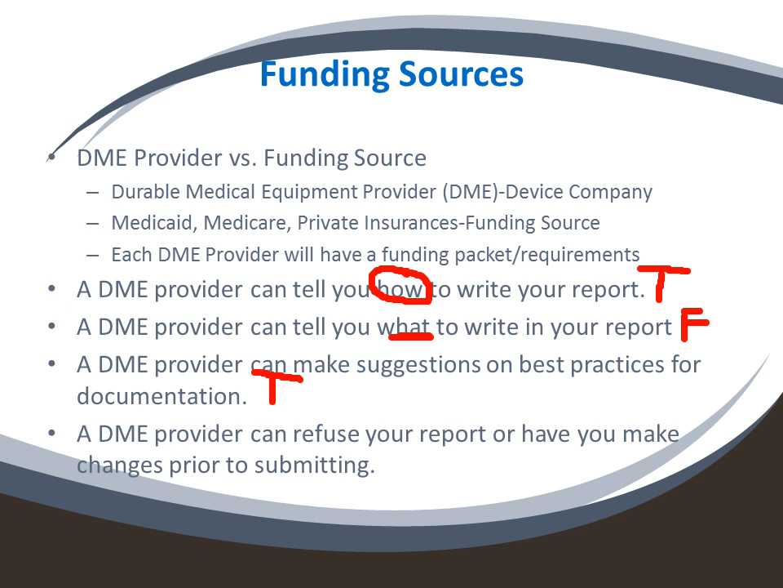Okay, a DME provider can refuse your report or have you make changes. This is true. When you are submitting to a DME, more cases than not, and maybe over 90% of the time, that DME provider has their own Medicare, Medicaid reviewer in-house. They actually are the ones that you are submitting your report to and paying for that device. And oftentimes they don't submit to the actual Medicaid or Medicare or funding source private insurance until later.